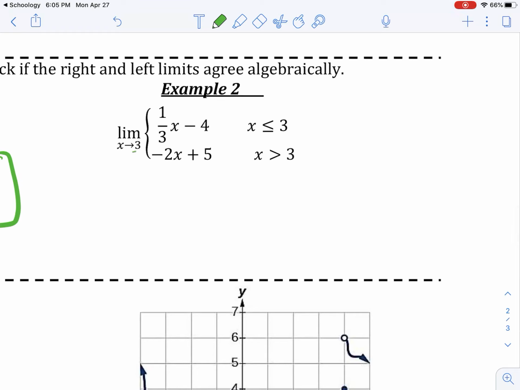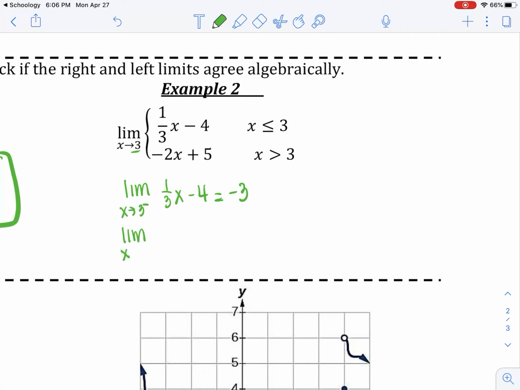Okay, so we're going to do the same thing here. This time we're going to directly substitute 3 into each equation. So let's find the left-hand limit. The limit as x approaches 3 from the left of 1/3 x minus 4. All right, so we're going to plug in 3. If we plug in 3, 1/3 times 3 is 1. 1 minus 4 is negative 3.